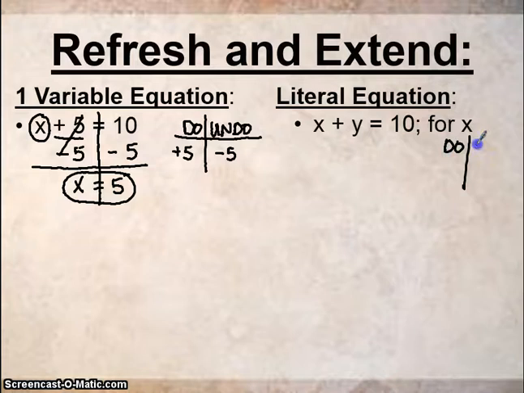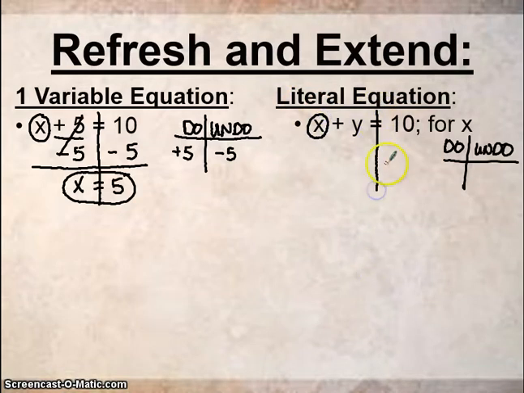So let's create a do and undo chart. Our first step is to identify the variable that we're looking for, x, and our second step is to find the operations that are acting on it. Well, there's only one operation on this side with the x, and that is to add y. So on our do side, we would have to add y to x if we knew what these were.